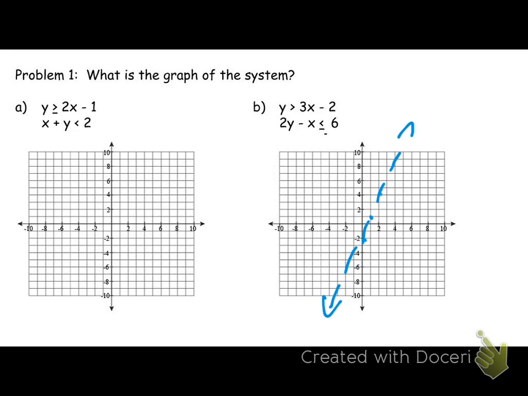Now, let's see if you remember this from last week. Can anybody tell me what the x-intercept of this line would be for 2y minus x is less than or equal to 6? Stephen? 3, 0. That would be great, but that would be the y-intercept. Ashley's right. One of our intercepts will be 0, 3.